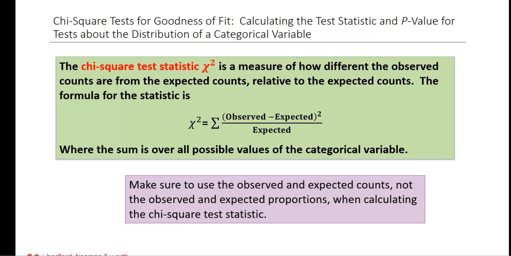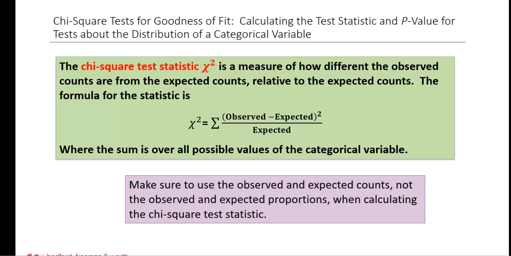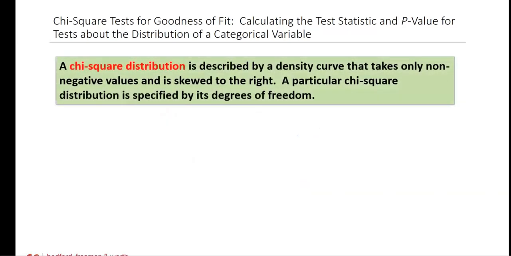Make sure to use observed and expected counts, not the proportion. So that's saying don't put decimals there. This is observed counts. Now they can be decimals, but not like percentages, right? These are counts. And this is on the formula sheet. You don't have to memorize that formula.